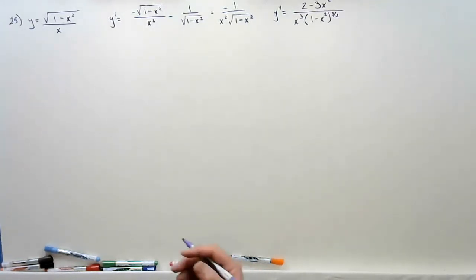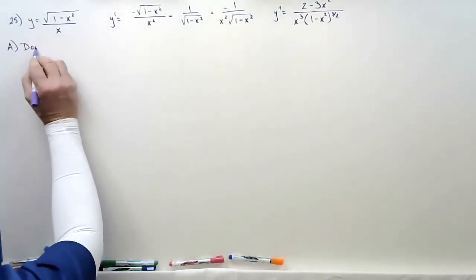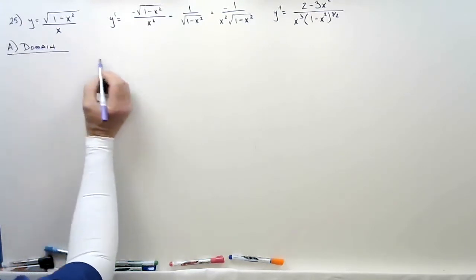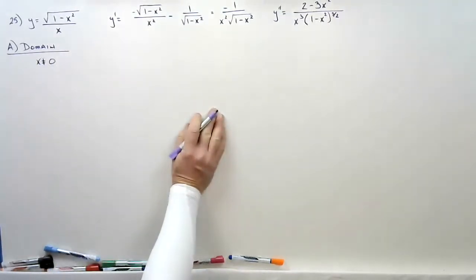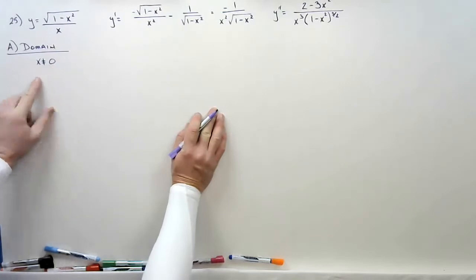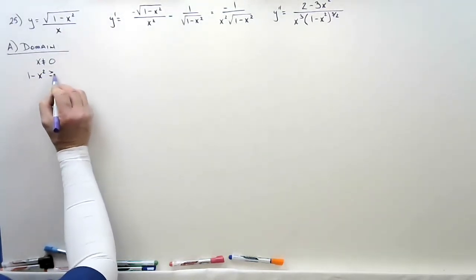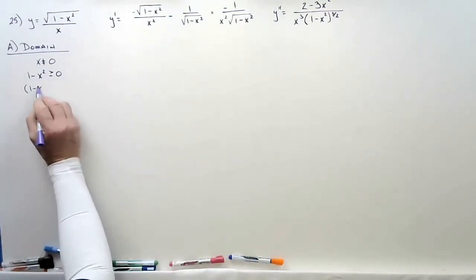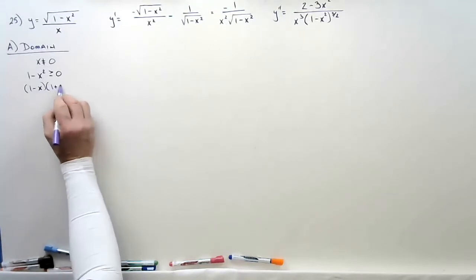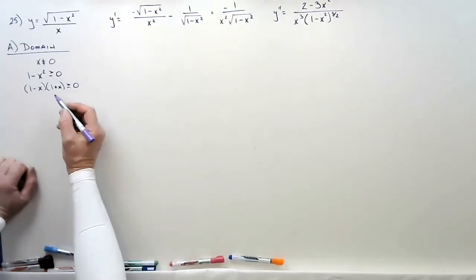We start where we always start. We start with domain. Now here, the domain is going to be a little more involved. First of all, x can't be 0, because right here, we can't have a 0 in the denominator. But 1 minus x squared has to be greater than or equal to 0. That means 1 minus x, 1 plus x, the difference of 2 squares, has to be greater than or equal to 0. So I'm going to have to do a sign test when I find my domain.